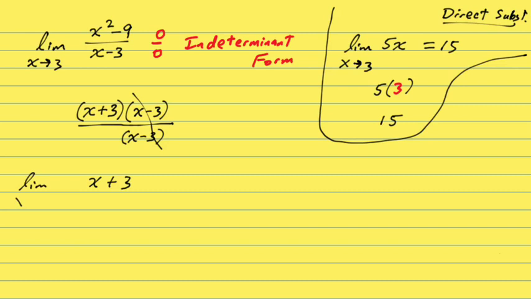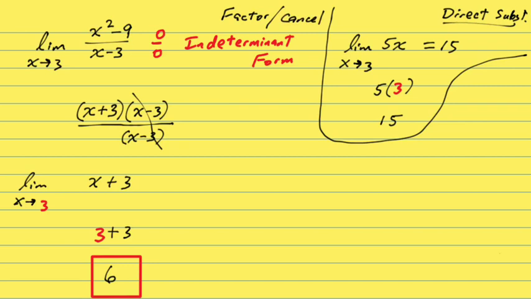What is the x approaching? I think I have the x approaching 3, right? Can I now put in the 3? And what would this limit equal? This limit would equal 6. This technique is called factor and cancel.